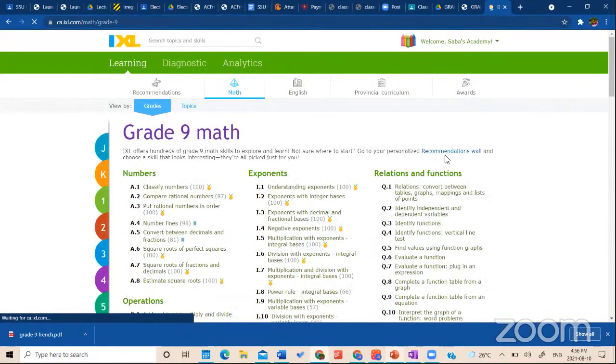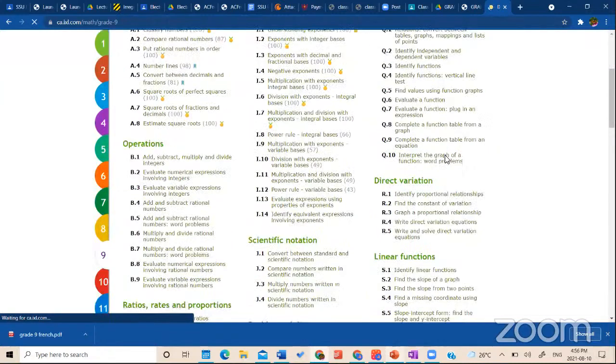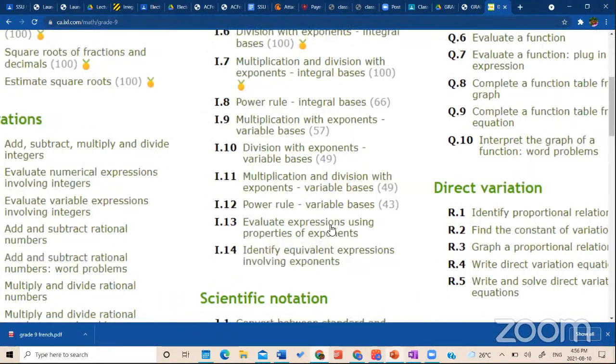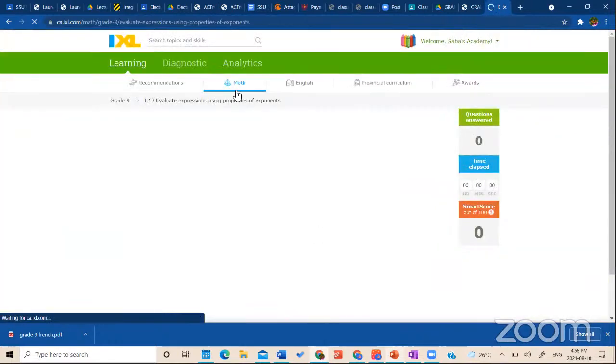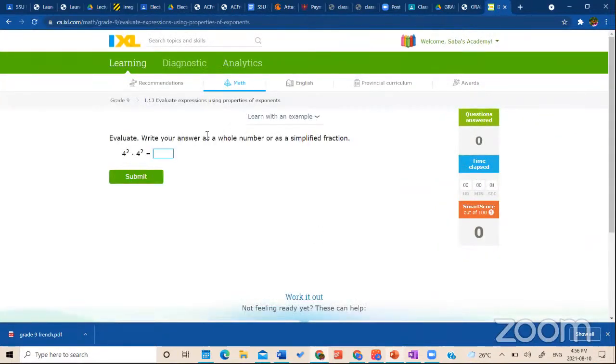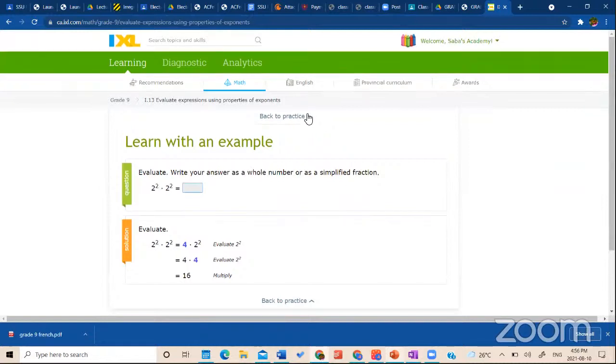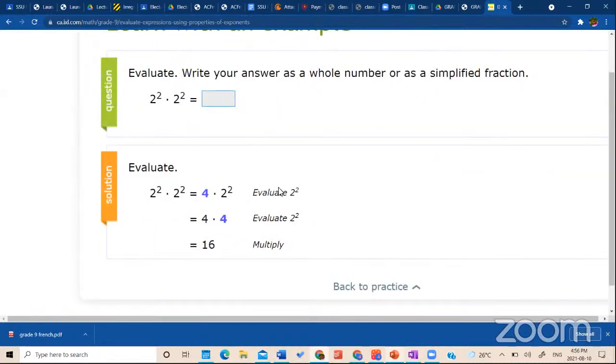This is very simple. I think you'll finish it in literally 5 minutes. Okay, so evaluate expressions using properties of exponents. Write your answer as a whole number or as a simplified fraction. Let's see the example real quick. First they want you to evaluate: 2 to exponent 2 is 4, 2 to exponent 2 is 4, and 4 times 4 is 16.